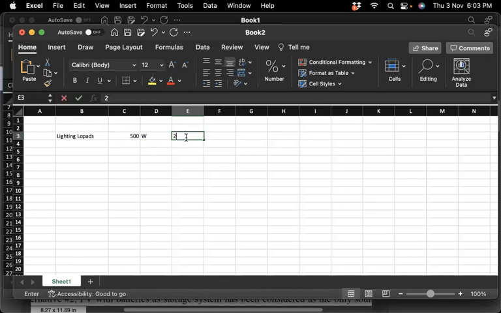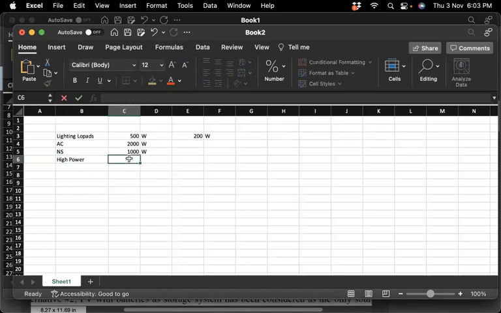that can reach 200 watts for a low level lighting, or what we can call during sleeping lighting. Then let's say that we have also an air conditioning of 2 kilowatts, so 1000 watts. And for example, let's say that we have a normal socket power of 100 or 1000 watts, for example. And let's say that we also have some high power sockets which consume 1500 watt.